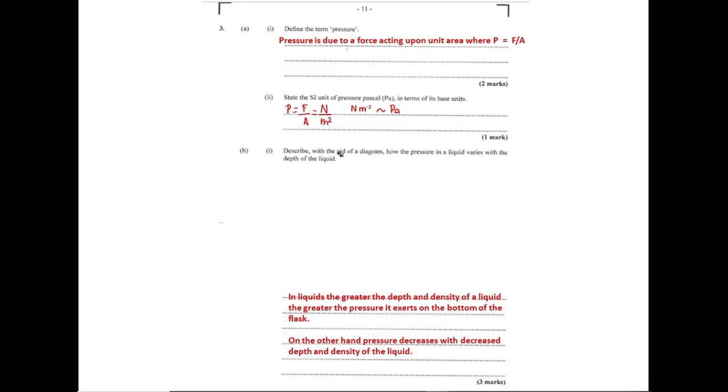Okay, so it says, describe with the aid of a diagram how the pressure in a liquid varies with the depth of the liquid. So I would draw a bottle, and I would draw it with water inside of it, and then I would draw some holes at different levels, and I would show that when you fill this bottle up with water, the intensity of the water coming from the bottom will be much greater than the intensity in the center. And then of course the intensity at the top will be like a drizzle coming down, right?